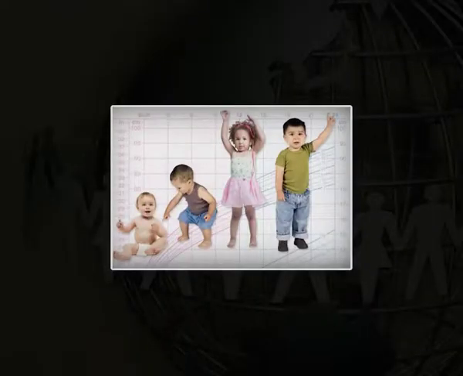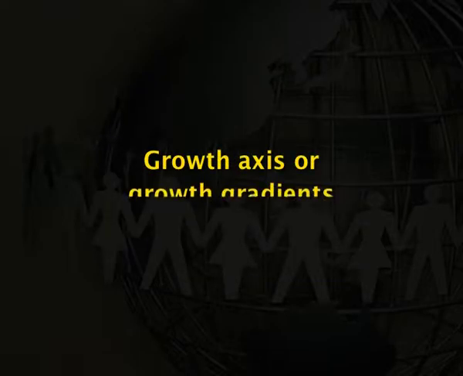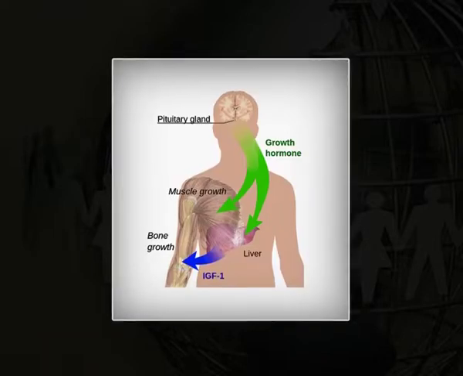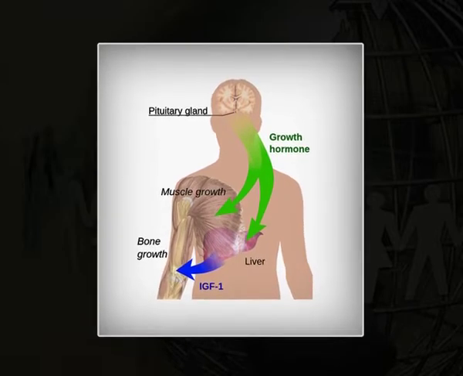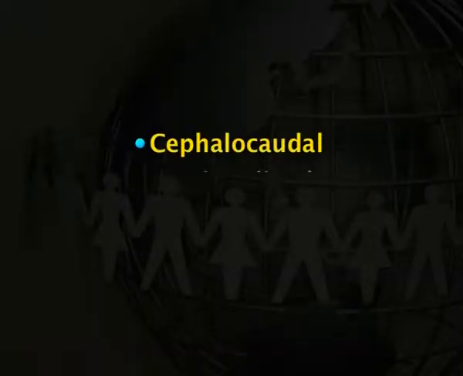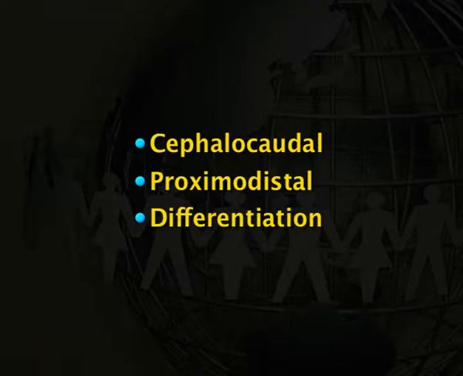Now, we will see what are the principles governing the growth and development of the child. There are certain principles governing the process of growth and development. These principles are common for all children. They are called the growth axis or growth gradients. Growth axis or growth gradients are the directions of the physical and physiological changes in the human body. Developmental changes also follow the same sequence. There are three directions of growth. They are cephalocaudal, proximodistal and differentiation.